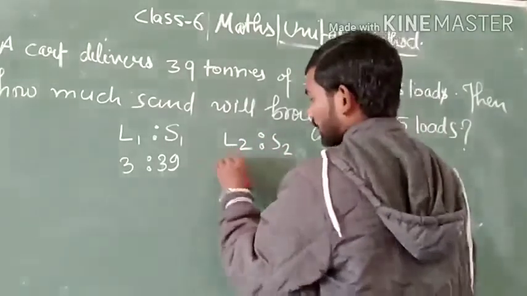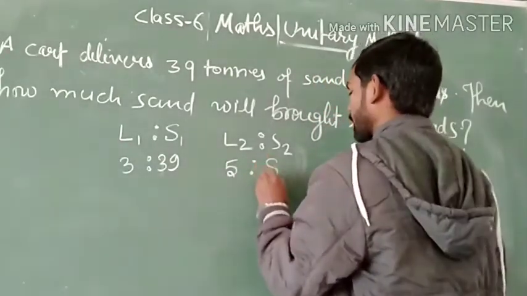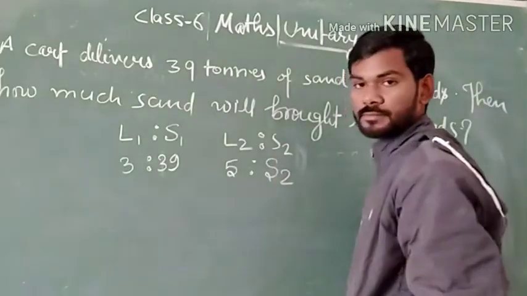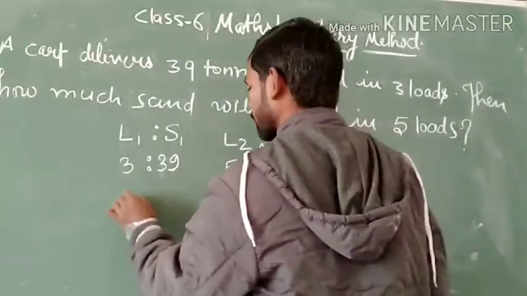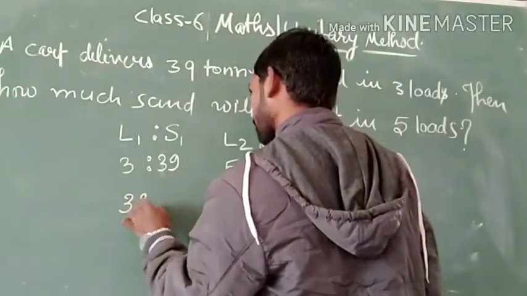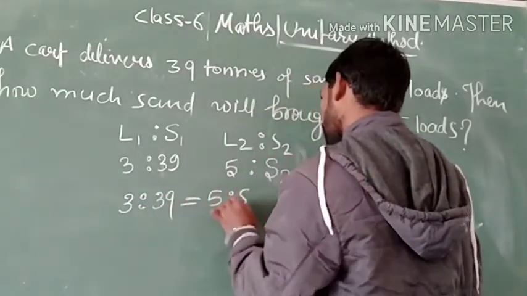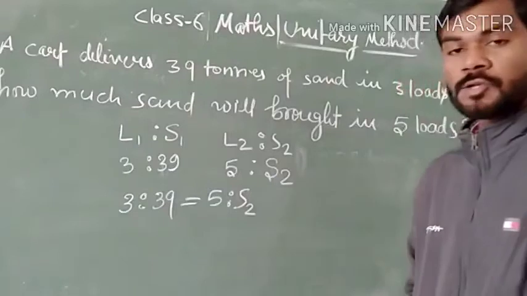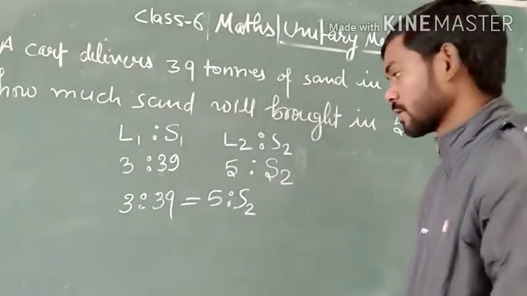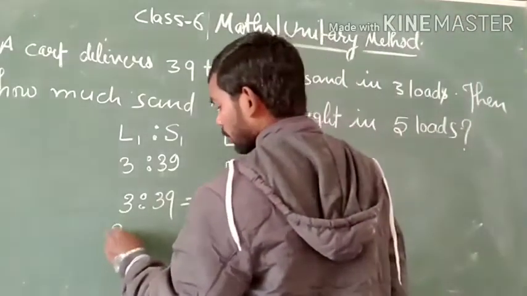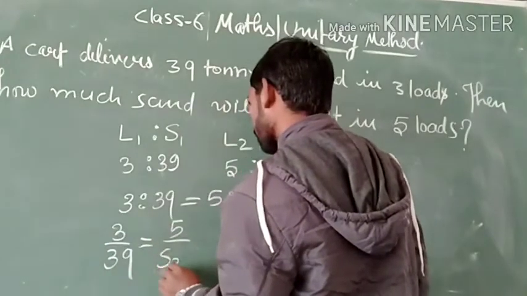And the ratio L2 to S2: L2 is given, that is 5, but S2 is not given. So we write S2 as it is. Now apply the property of proportion. 3:39 is equal to 5:S2. S2 is unknown, we have to find the value of S2. Now we write it in fractional form, 3/39 is equal to 5/S2.